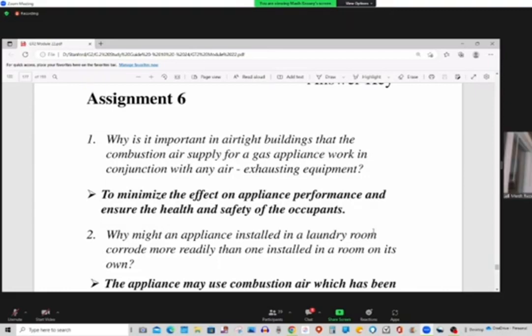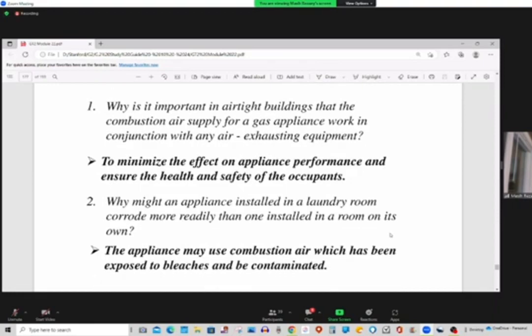What do you mean by airtight building? Airtight building is a tight house, yeah. And do you remember which clause number it was for a tight house? 8.2.1 1A and B, yes. Okay, because in a tight house there is no infiltration or exfiltration. That's why we have to bring the combustion air from outside.